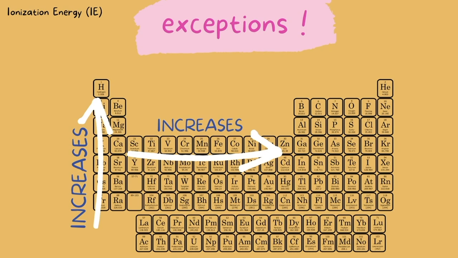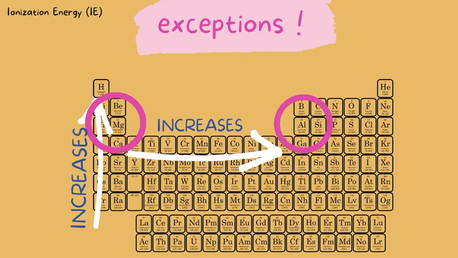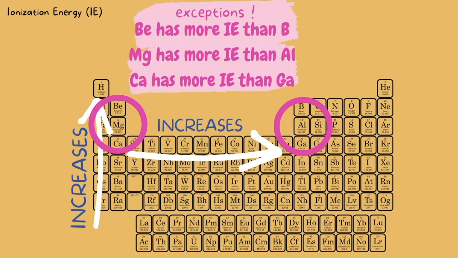These exceptions involve beryllium, magnesium, and calcium, also boron, aluminum, and gallium. Normally, we would say the elements on the right side have more IE, but we are going to flip them. So the correct way is beryllium has more IE than boron, magnesium has more IE than aluminum, and calcium has more IE than gallium. And just a few more exceptions.